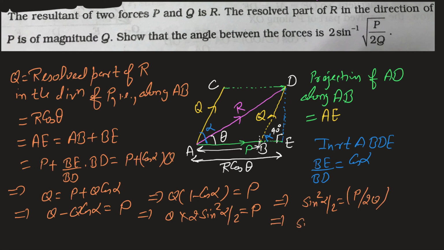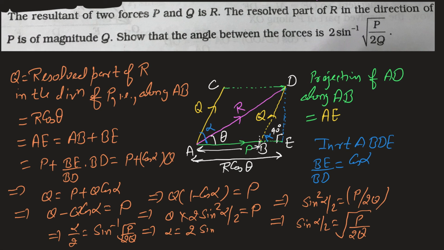Taking square root on both sides, sin alpha by 2 is equal to root P by 2Q. Taking sin inverse on both sides, alpha by 2 is equal to sin inverse root P by 2Q. This implies that alpha is equal to 2 sin inverse root P by 2Q. Hence, we have determined the angle between the forces is 2 sin inverse root P by 2Q. This was required to prove. So, this question you can mark is very important from examination point of view.